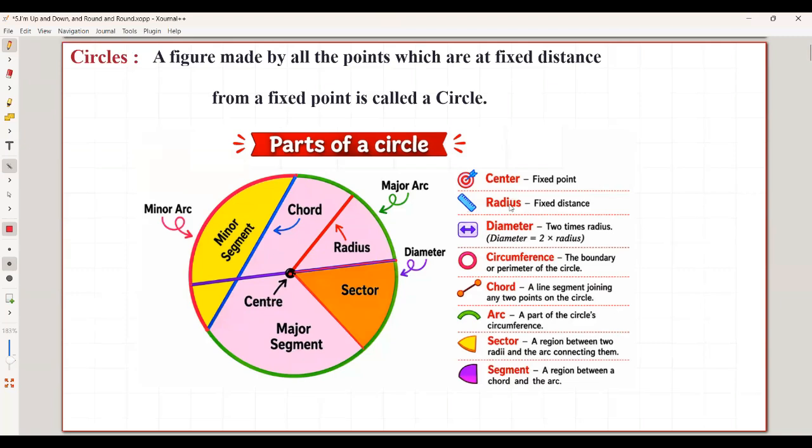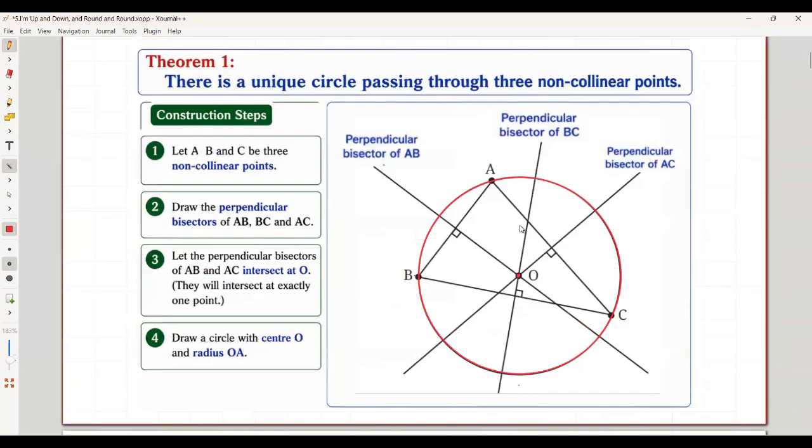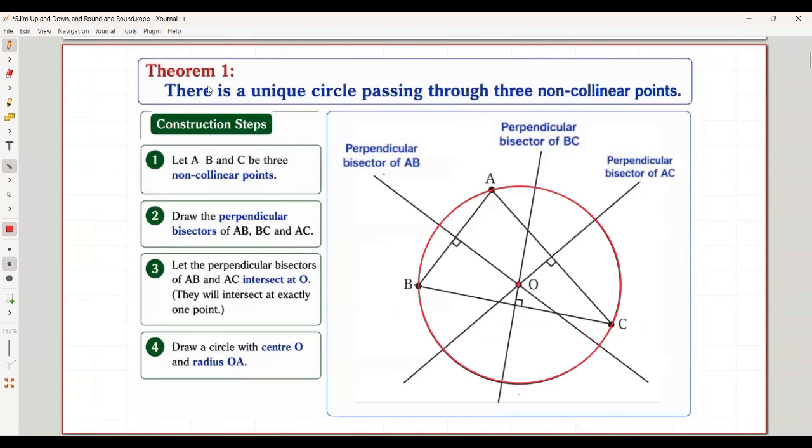Center, radius, diameter, circumference, chord, arc, sector, segments: these are the parts of the circle. Next we are moving into theorem number 1. A theorem is nothing but a proven statement. A statement that is already proved is called a theorem.